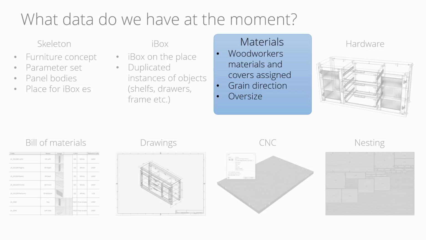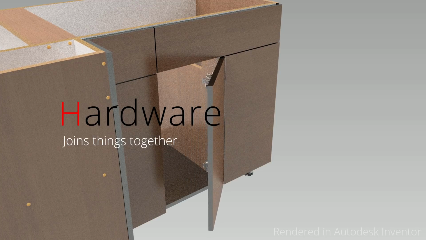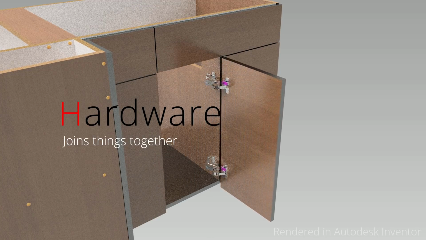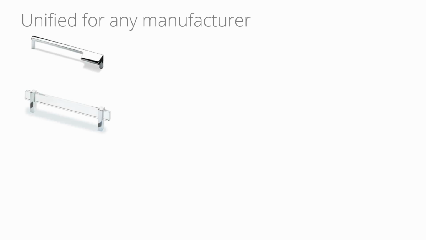Okay, so now the next question would be what to do with the hardware, because those panels are not connected together. So what should we do? In order to join the items together, we need to apply some hardware. And this hardware is shipped with the Woodwork for Inventor library. Each hardware item is a parametrically driven object, which is controlled by an Excel. So if you change some Excel values, you will get new rows of the parameters, you will get new items in your library.